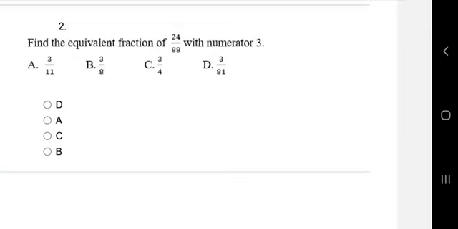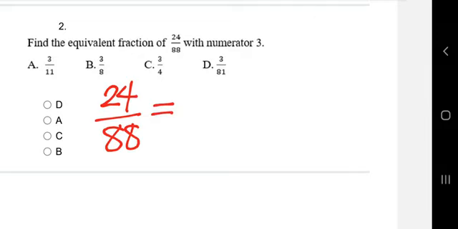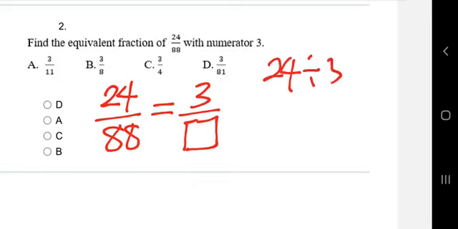All right. The second question says, find the equivalent fraction of 24 divided by 88 with numerator 3. So we have 24 divided by 88. So the numerator changes to what? Changes to 3. So what would then be the denominator here? So that is what the question is asking us to do. So if you look at this, 24 has been divided by a number to get 3. So what we're going to do is do the same thing. 24 divided by 3.